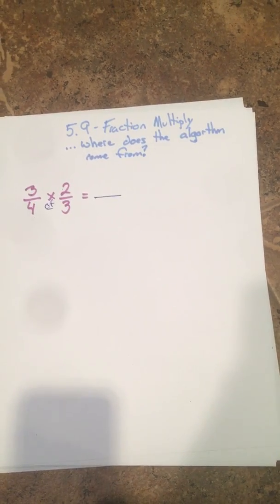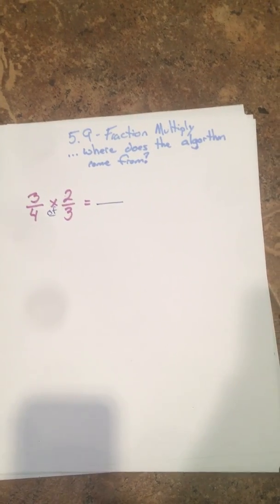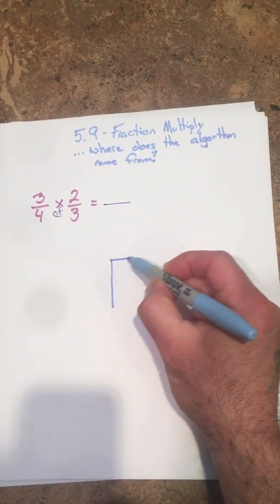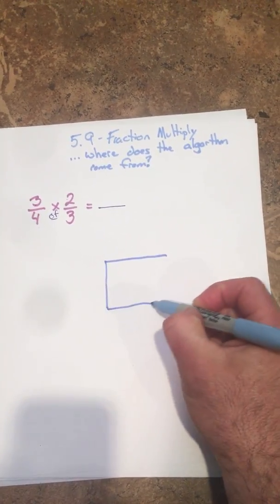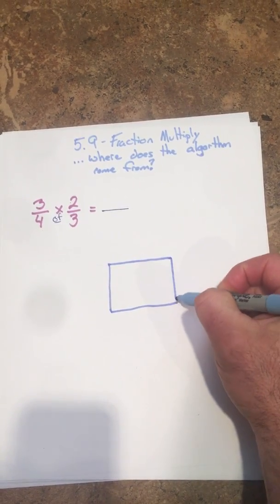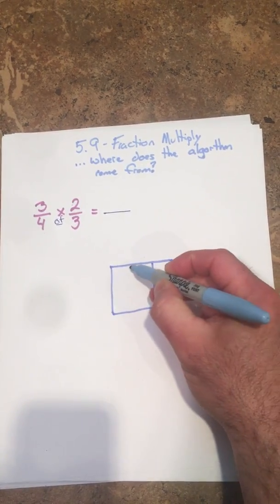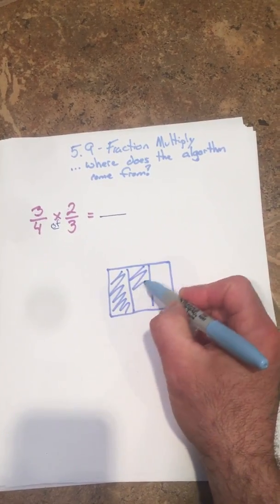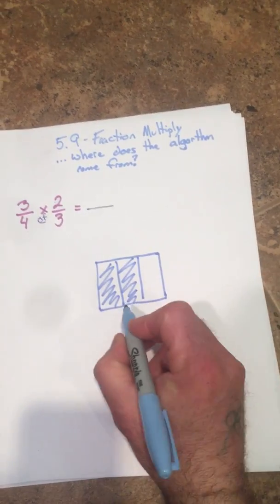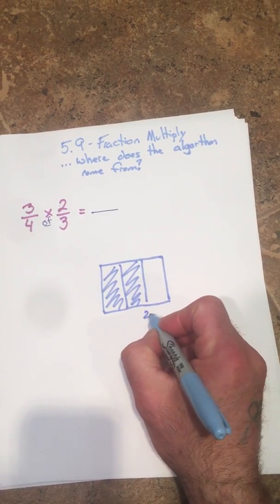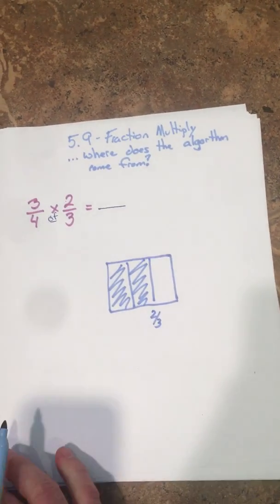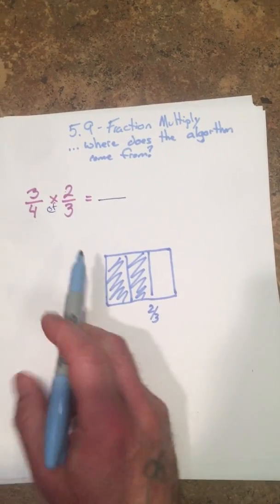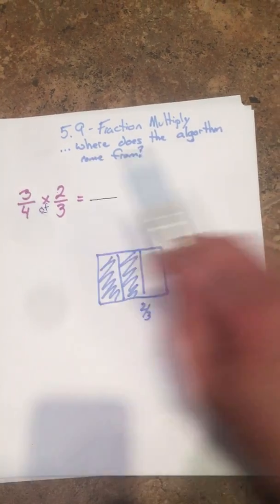Since it is 3/4 of 2/3, my drawing is going to start with 2/3. I'm going to start by drawing a box, and I'm going to split it up into thirds, and I'm going to shade 2 of them. 1, 2. This is my 2/3. This is where the problem begins, with 2/3, and we get 3/4 of it.